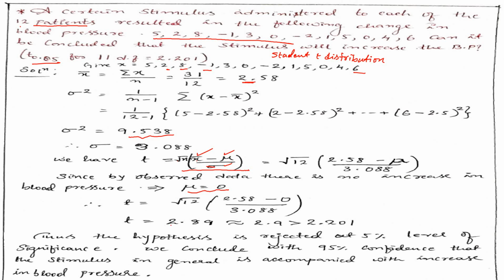So substituting all the values, we got the value of t as 2.89. So approximately it is 2.9, which is greater than 2.201, which is at 11 degree of freedom. Therefore, we conclude that the hypothesis is rejected at 5% level of significance. So we conclude with 95% confidence that the stimulus in general is accompanied with increase in blood pressure.